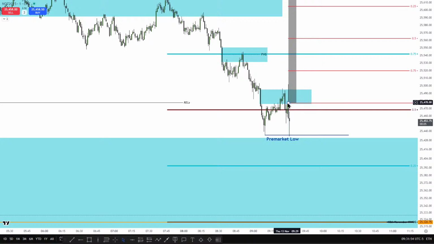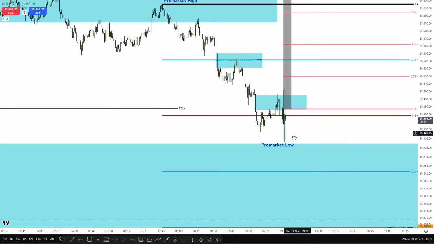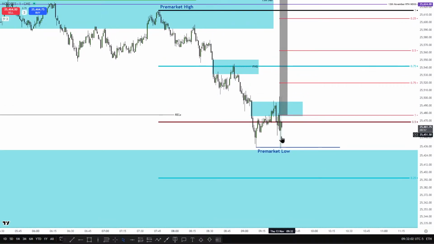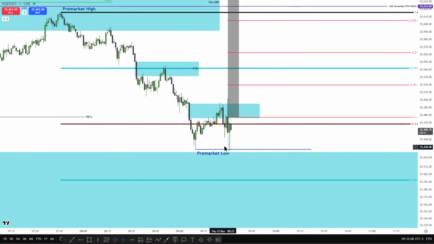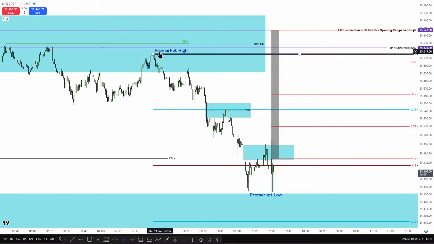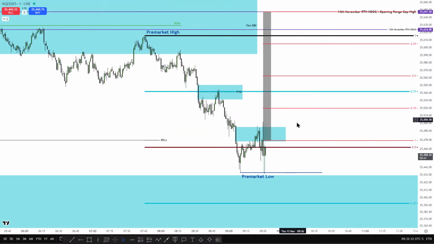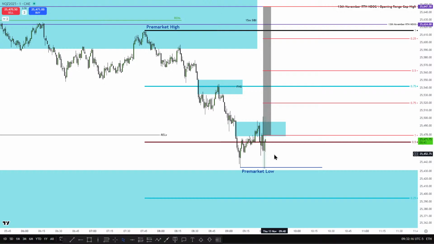So body opens right at the fair value gap high. We swept the pre-market low at 9:30, 9:31. If this can be a sweep, then I would flip the bias into the pre-market high. But if it runs through, then obviously that's not going to work.